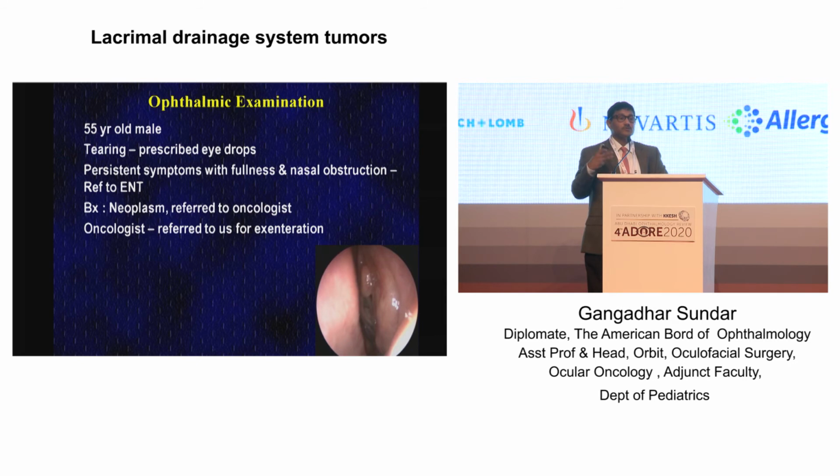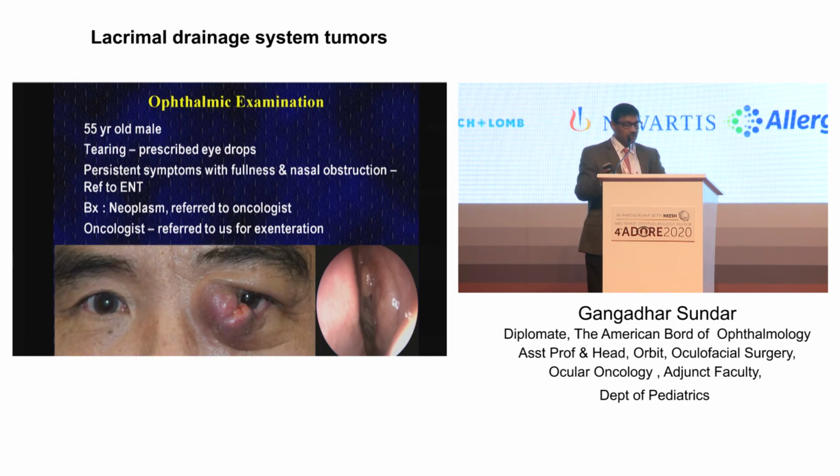A 55-year-old male goes to an ophthalmologist with tearing, and what does the ophthalmologist do? Prescribe artificial tears. And this I see always, all the time. He has persistent symptoms, and then he has a fullness with a nasal obstruction, then goes to an ENT surgeon who does a biopsy, following which he is referred to an oncologist who referred the patient to me for an exenteration. And we do an endoscopy, you can see that the lateral nasal cavity is not normal. There are some mass lesions right over there itself.